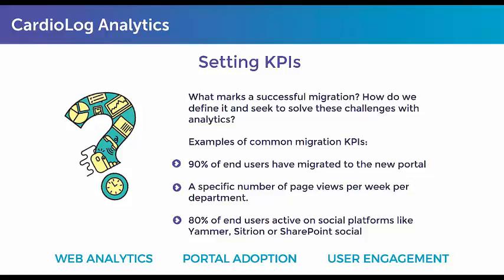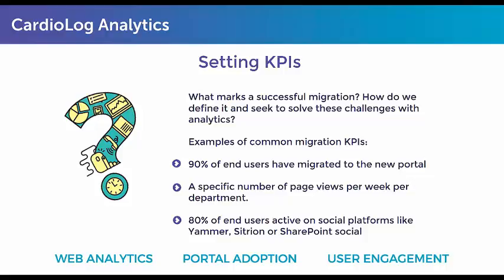So a few examples: maybe we would like to see 90% of end users have migrated to the new portal. Another example of a KPI can be that a specific number of page views per week will be viewed per department. And a third one can be, if you have a social platform, for example, that 80% of end users will be active on social platforms like Yammer, Citrix, or SharePoint Social by a specific date. So these are all metrics that can be included in the success of an overall migration. However, breaking these metrics down makes analyzing successes and failures a little bit more actionable and measurable.